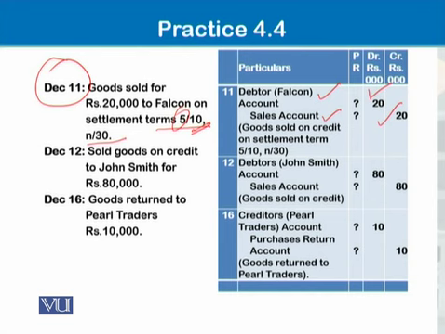Okay. The next is on 12th December, sold goods on credit to John Smith for 80,000. Again, the accounting entry remains same because it is also a sale on credit. So debtors John Smith, we will use the name of debtor here, and sales income account would be credited with 80,000 and 80,000. It is sales on credit.